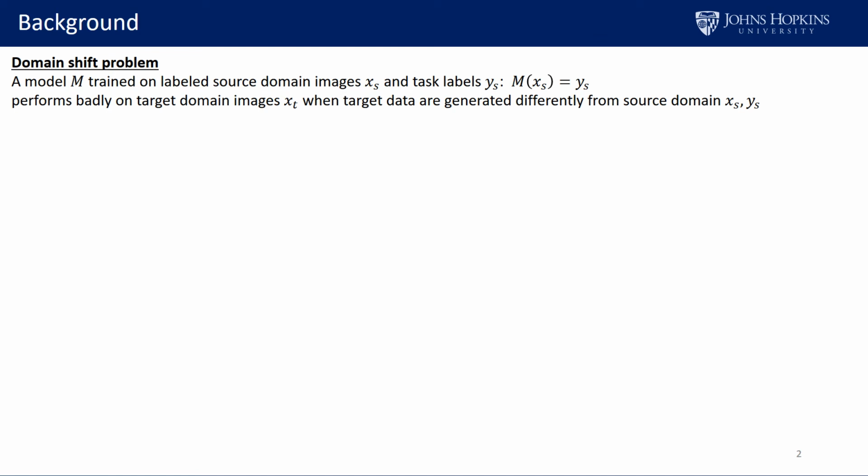We're focusing on the domain shift problem. This problem is commonly seen in medical image analysis. If we train a model M on labeled source domain images XS and labels YS, the model can perform badly on target domain images XT when this target data are generated differently from source domain images.